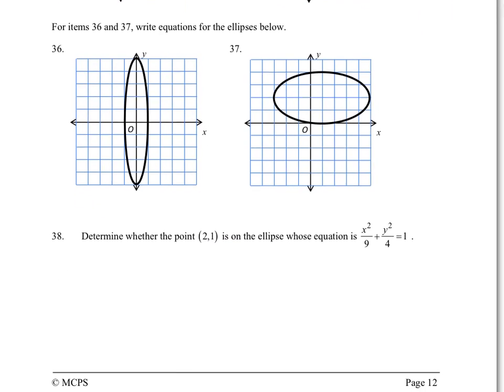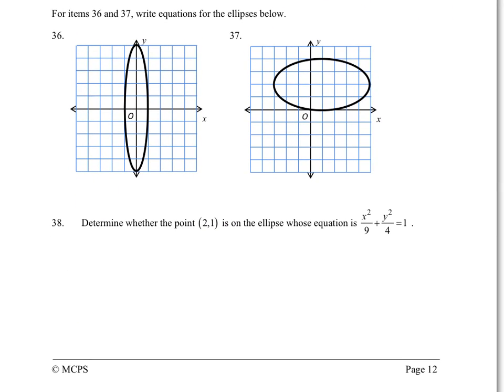For items 36 and 37, write equations for the ellipses below. So in this case, we need to find out what our center is, so I can find the widest part of my ellipse and find the middle. So my center here is going to be at the origin, 0, 0. And then I'm going to look. My major axis is vertical. That's 2a. So I'm going up 5, meaning my a is going to be 5. And I'm going to the right 1, which means my b is going to be 1.